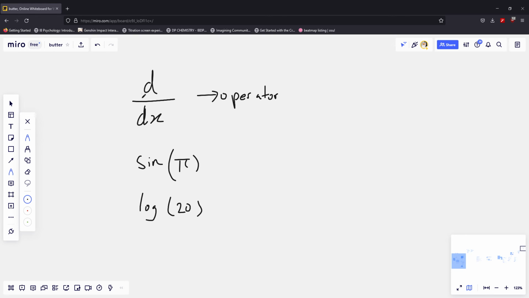D over dx just means the derivative with respect to x. The with respect to part comes from this here. This is what it's with respect to, and we'll get into that later. So if we have just d over dx, we're not really taking the derivative of anything, we're just saying derivative. So that is why we consider it an operator.